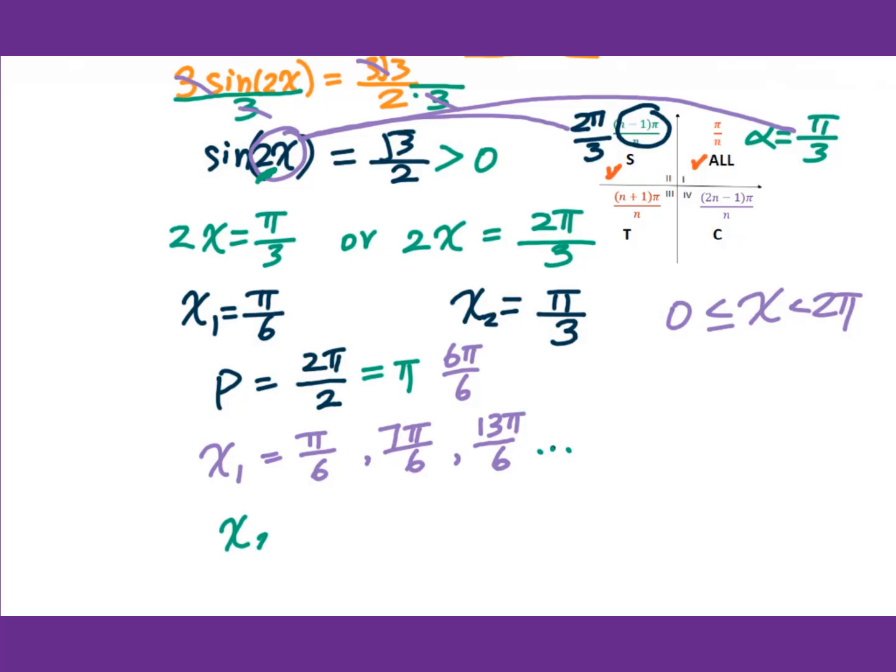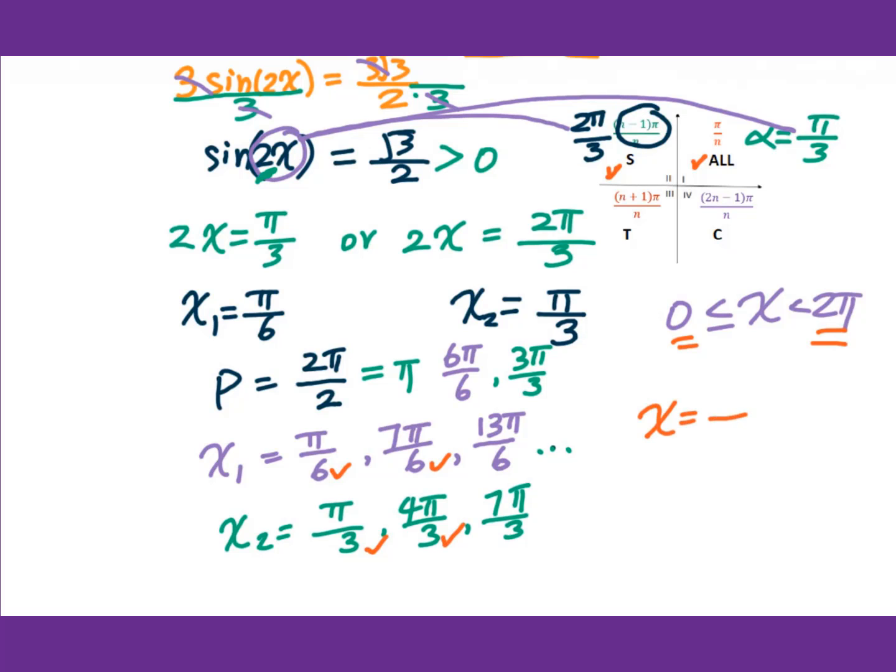For x2 equals pi over 3, keep adding 3 pi over 3. You will get 4 pi over 3 and 7 pi over 3. Since x is between 0 and 2 pi, you will get these 4 solutions. We write down x equals pi over 6, 7 pi over 6, pi over 3, and 4 pi over 3.